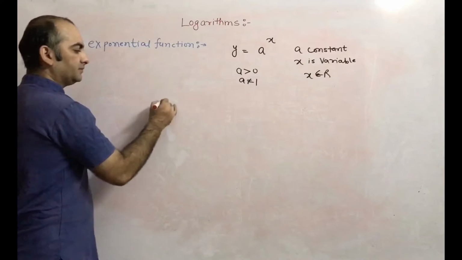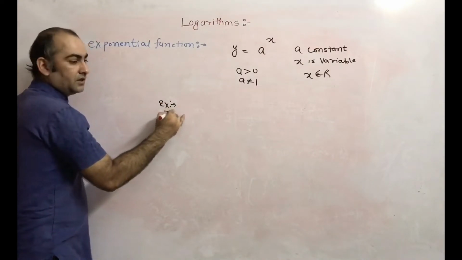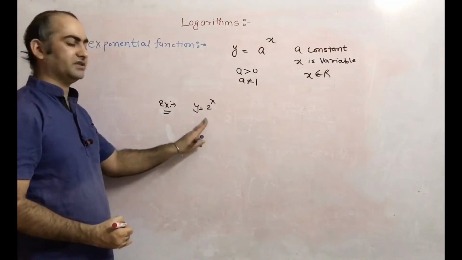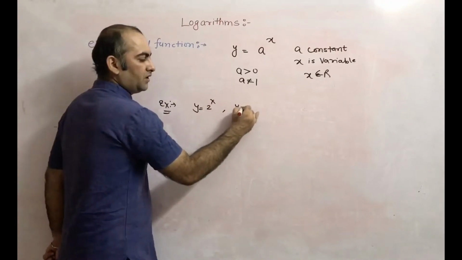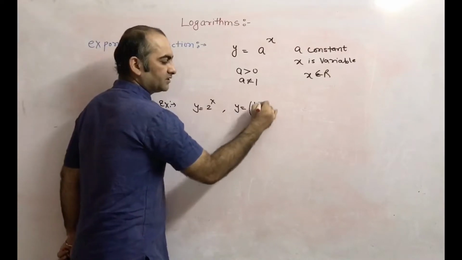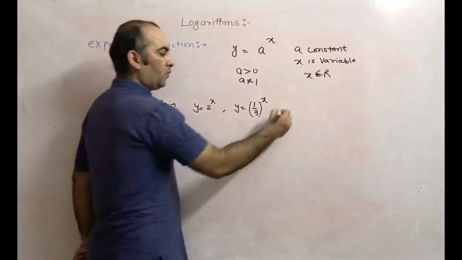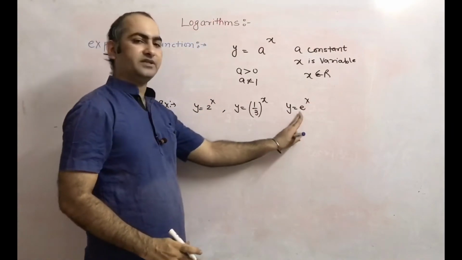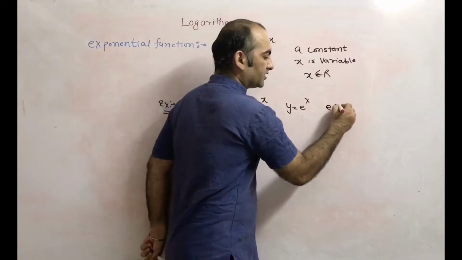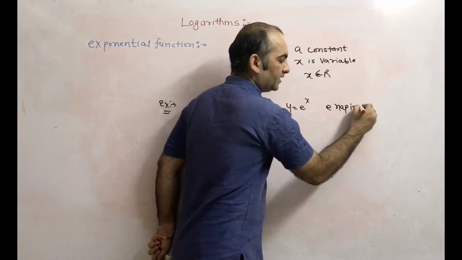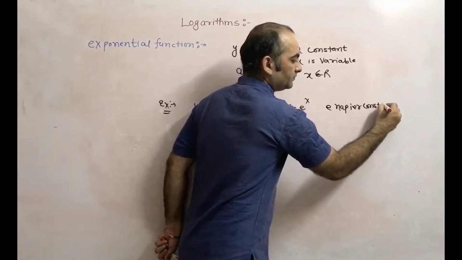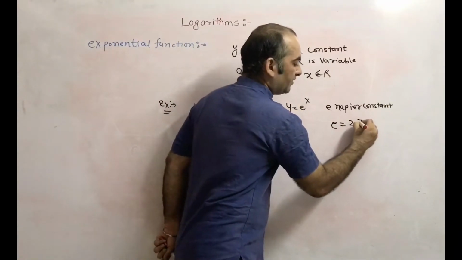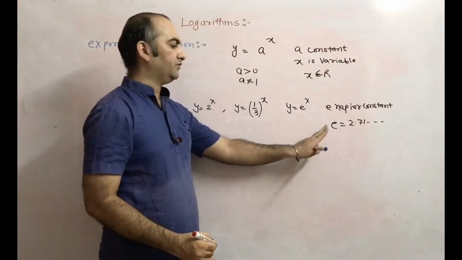For example, y equal to 2 power x. This is an exponential function. y equal to 1 by 3 to the power x. This is an exponential function. y equal to e power x is also an exponential function, where e is the Napier constant. The value of e is 2.71 something.